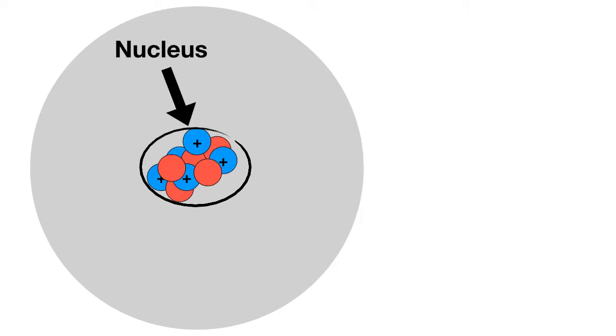Now that we've gone over the parts of an atom, let's review what each piece is. Inside of an atom is a central area. Its name starts with an N. What is it? The center of an atom is called the nucleus, and it's packed full of particles. What are these blue, positive particles called? These particles are called protons. What are these red, neutral particles called? These red particles are called neutrons.